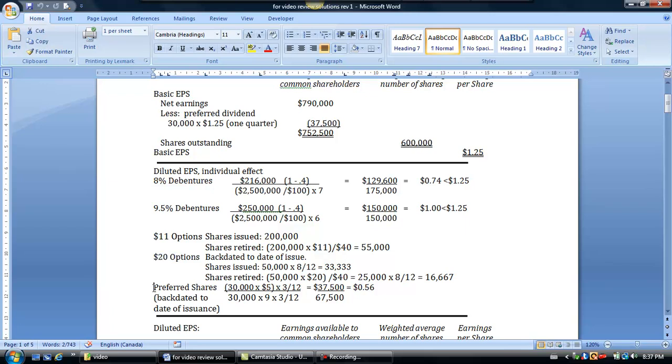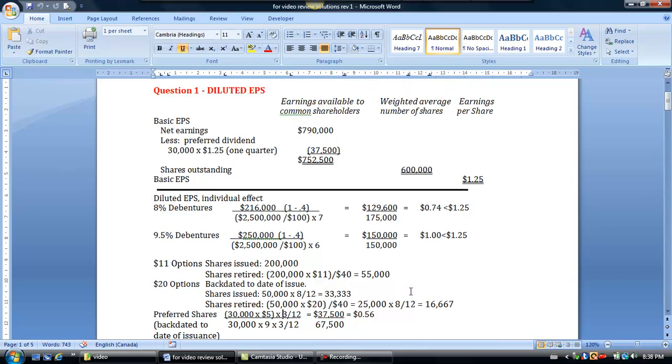The final convertible security we have to look at now are the preferred shares. So now, if we look at these preferred shares, what do we know? Well, first of all, we know that the preferred shares were issued on October the 1st, as we mentioned before. So if we were looking at December 31st, we want to figure out what the EPS impact would have been on those preferred shares if we had converted them earlier. Well, here we are sitting back at December 31st. We couldn't have converted them to common before October the 1st because they were just issued October the 1st.